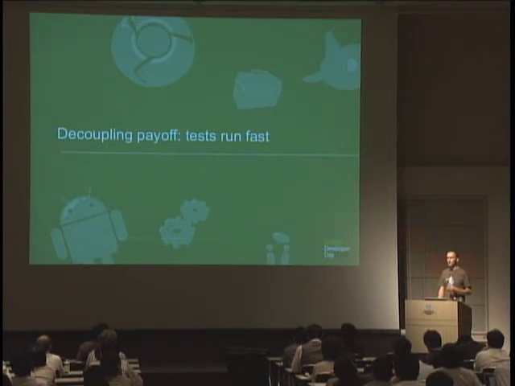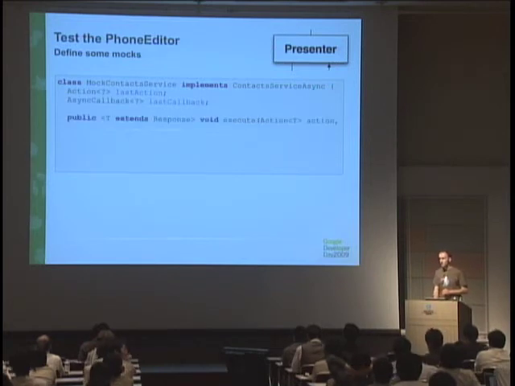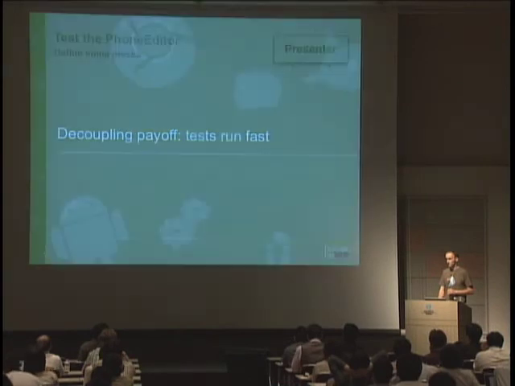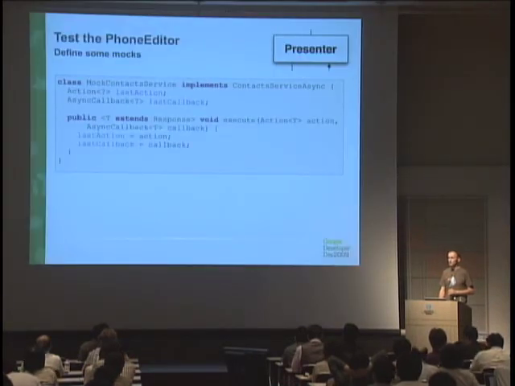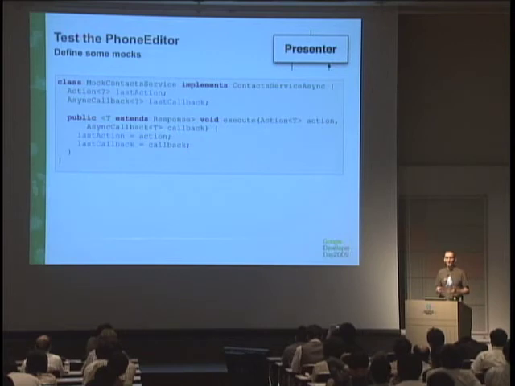Now, when you do decoupling, you get some payoffs. And the big payoff is that your tests run fast. You're mocking out the browser, so things can go really fast. I have a few slides here where we build a number of mocks. It's not too important that you look at these in detail, but I point out a few things. So here we're creating a mock service or a fake service.